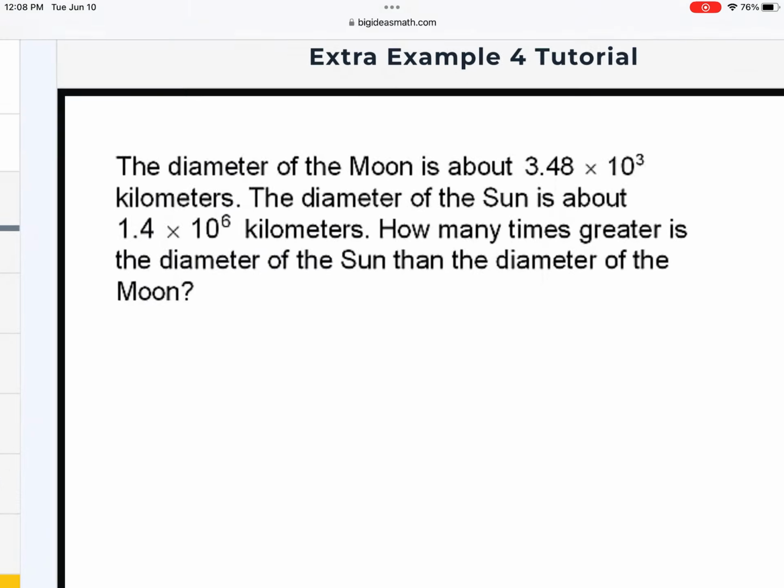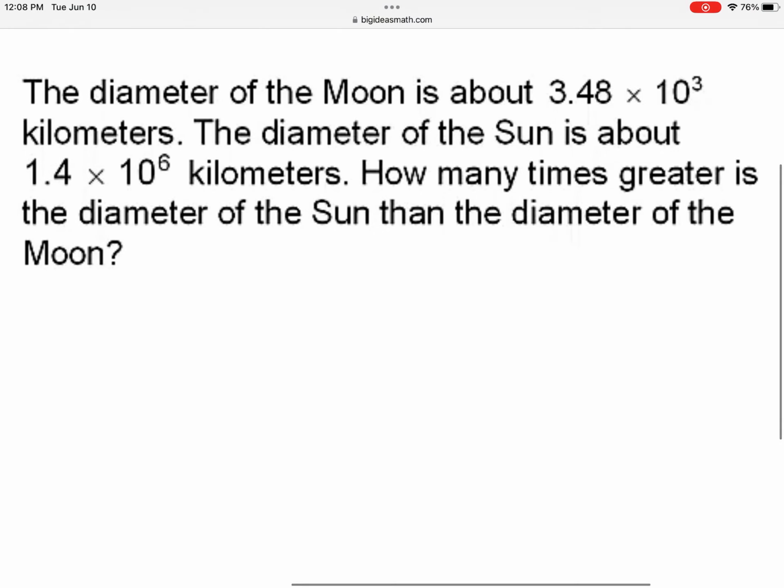The diameter of the moon is about 3 and 48 times 10 to the 3rd kilometers. The diameter of the sun is about 1 and 4/10 times 10 to the 6th kilometers. How many times greater is the diameter of the sun than the diameter of the moon? To answer this question, we need to divide the diameter of the sun, about 1 and 4/10 times 10 to the 6th kilometers, by the diameter of the moon, about 3 and 48 times 10 to the 3rd kilometers.